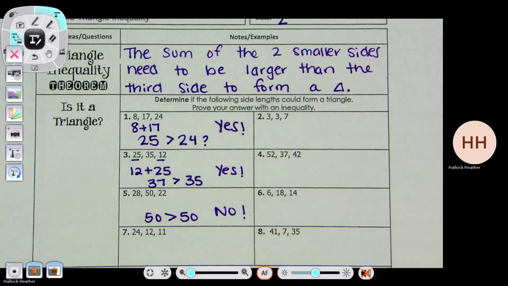So take a second. Try the remainder, like 7, 2, 4, 6, 8. Try the rest of those sections. You can literally just use a calculator and write yes or no. You're adding the two smallest sides together. If the two smallest sides added together is greater than the third side, then it forms a triangle. Easy peasy.